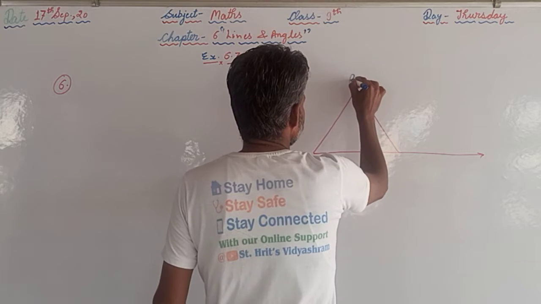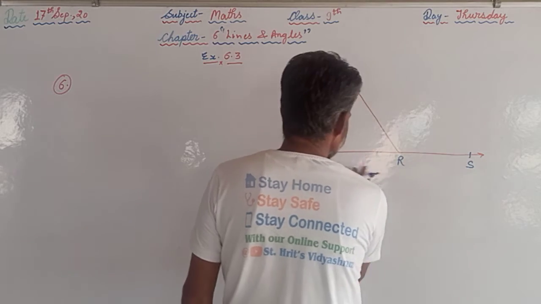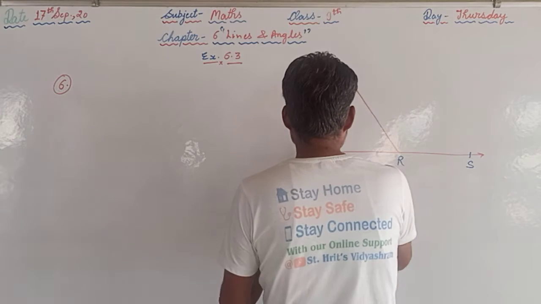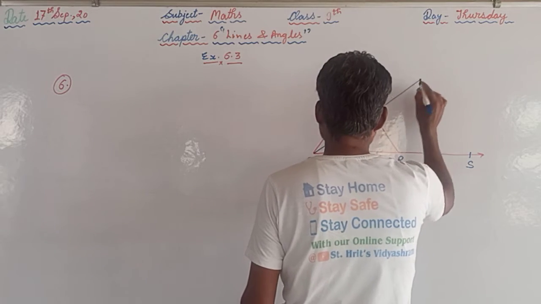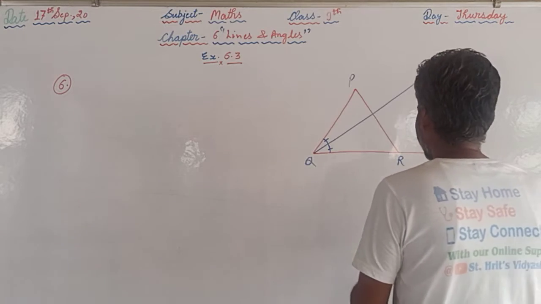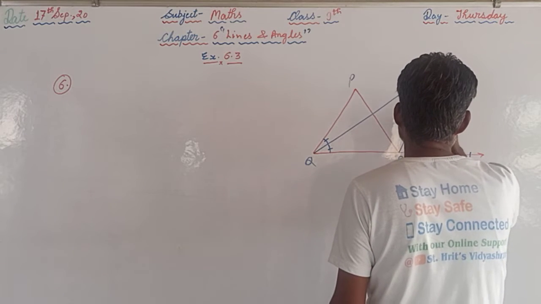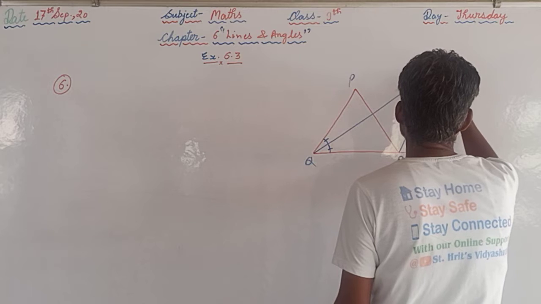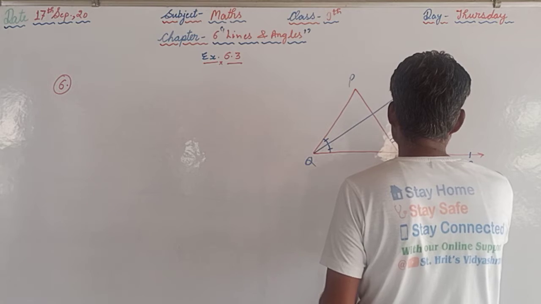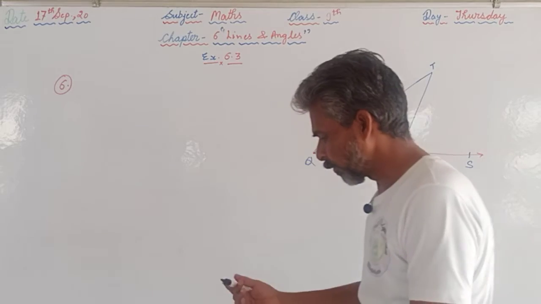So the diagram is like that. This is triangle PQR, and this side QR is produced up to S, and this is the angle bisector of this angle, meaning this angle is equal to this angle, and the angle bisector of angle PRS is this, and they intersect at T. Angle bisector means this angle is equal to that angle.